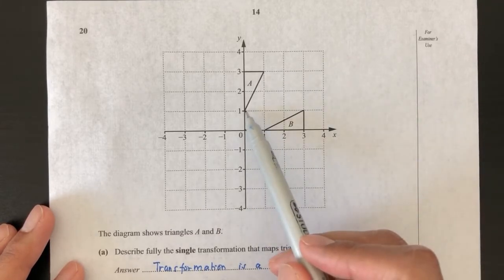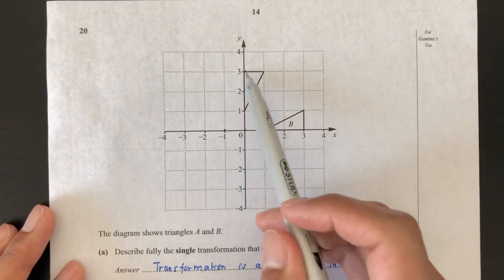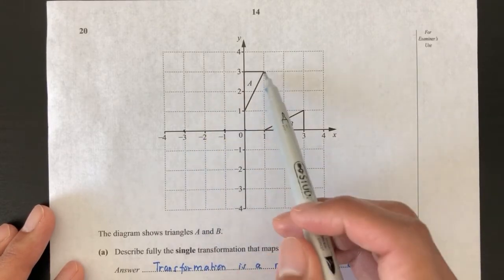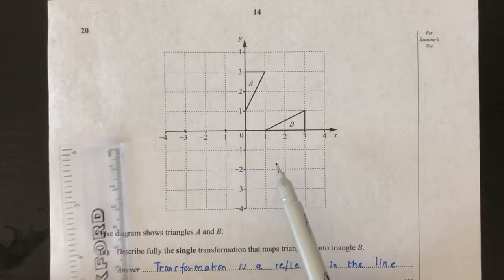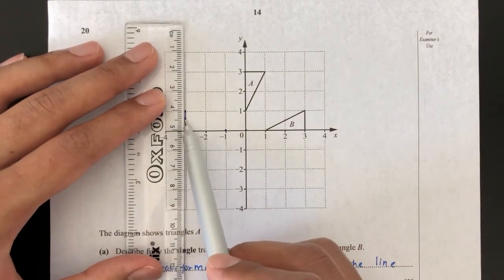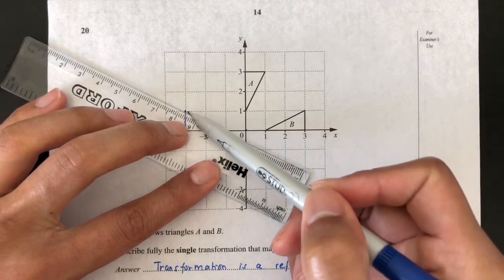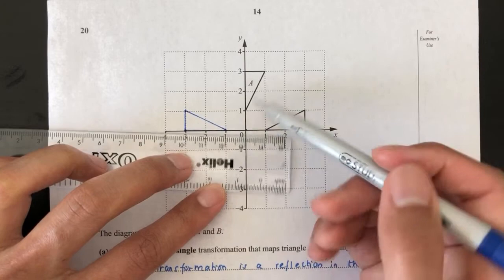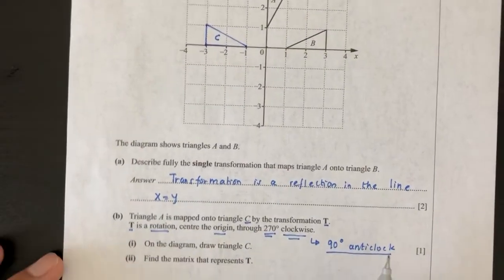So this point will become this point. So anti-clockwise, this point will become this point. And this point will become this point. Okay. So now let's join the points together to form the triangle C. Okay, and that's it for triangle C. Label the triangle C. That's pretty easy.